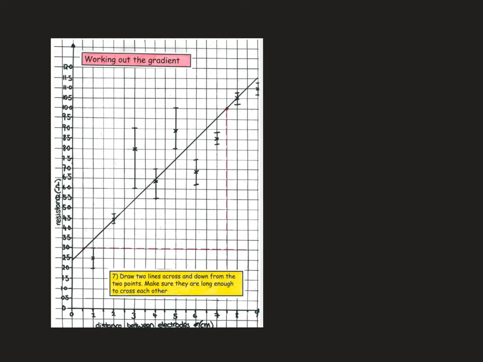So now that we've got these 2 points, the next stage is to draw 2 lines across and down from the points, and make sure they're long enough to cross over. Here you can see I've done a dashed line down, all the way down to here, and here I've done a dashed line across, and then they're crossing over at this point here.